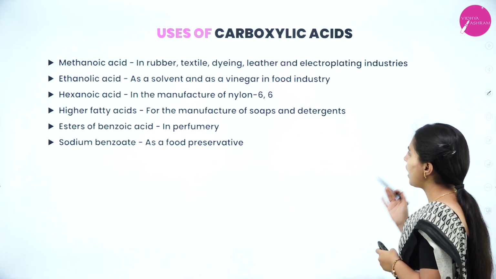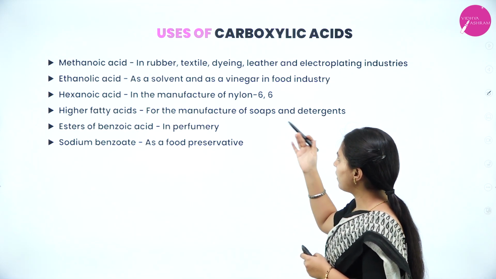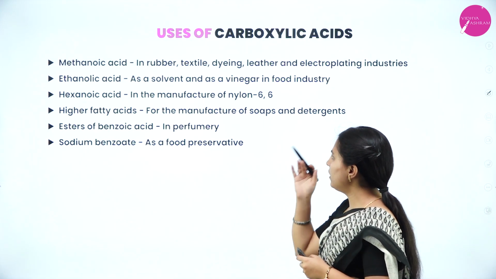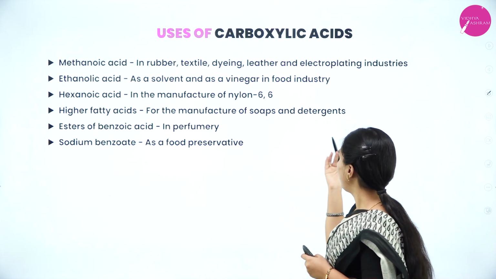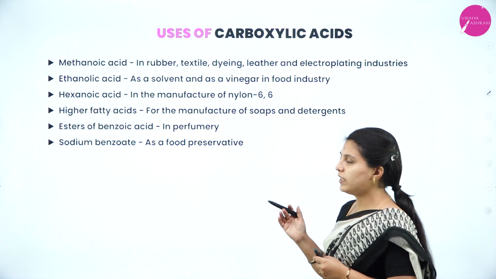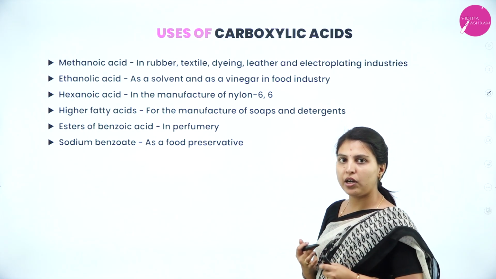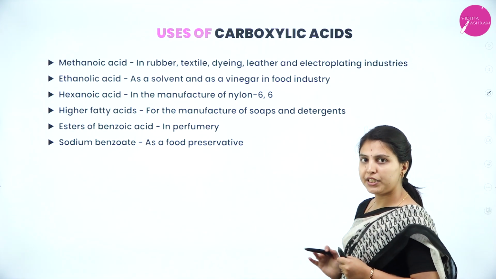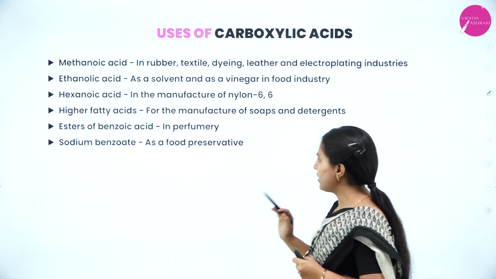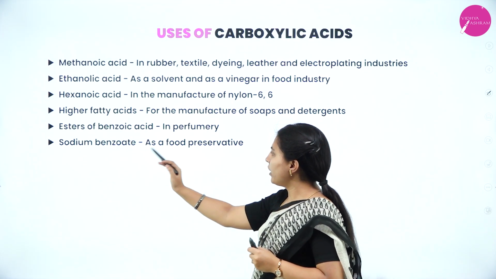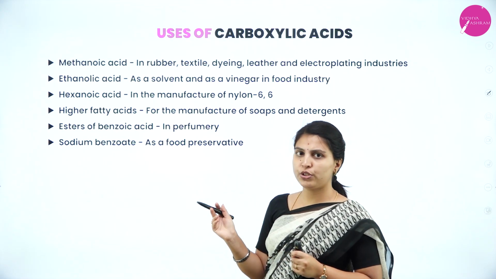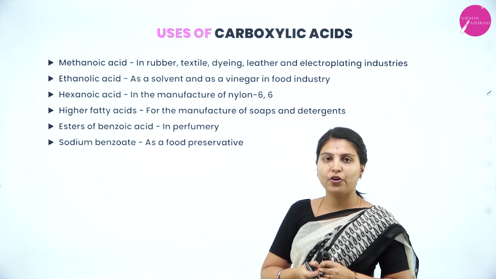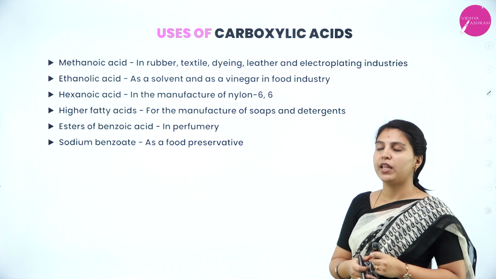Next, uses of carboxylic acids. Methanoic acid is used in rubber, textile, dyeing, leather and electroplating industries. Ethanoic acid is used as a solvent or as vinegar in the food industry. Hexanedioic acid is used in the manufacture of nylon 66, a polymer, in the textile industry. Higher fatty acids are used for the manufacture of soaps and detergents. Esters of benzoic acid are used in the perfume industry. Sodium benzoate is used as a food preservative. Usually, carboxylic acids are used commercially in a wide range of industries.